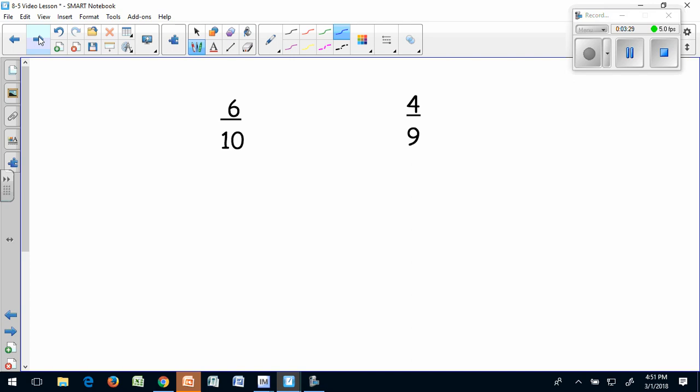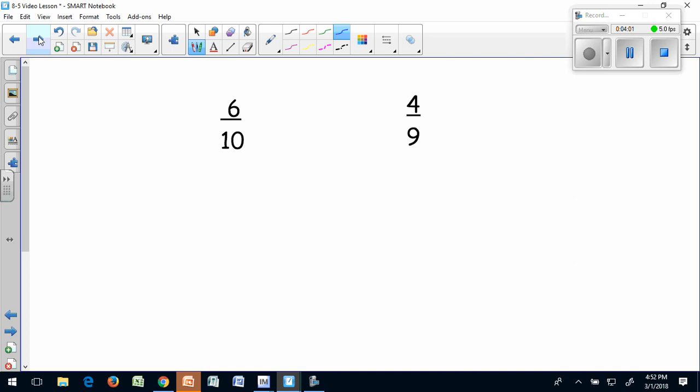Why don't you try to compare 6/10 and 4/9 in your notebook? Pause the video and do that. Also remember that even though 9 is an odd number, you can still think of what two numbers half of 9 is between, and that will help you to determine if it's less than 1/2 or greater than 1/2. Pause the video and try to solve this writing a sentence on your own.